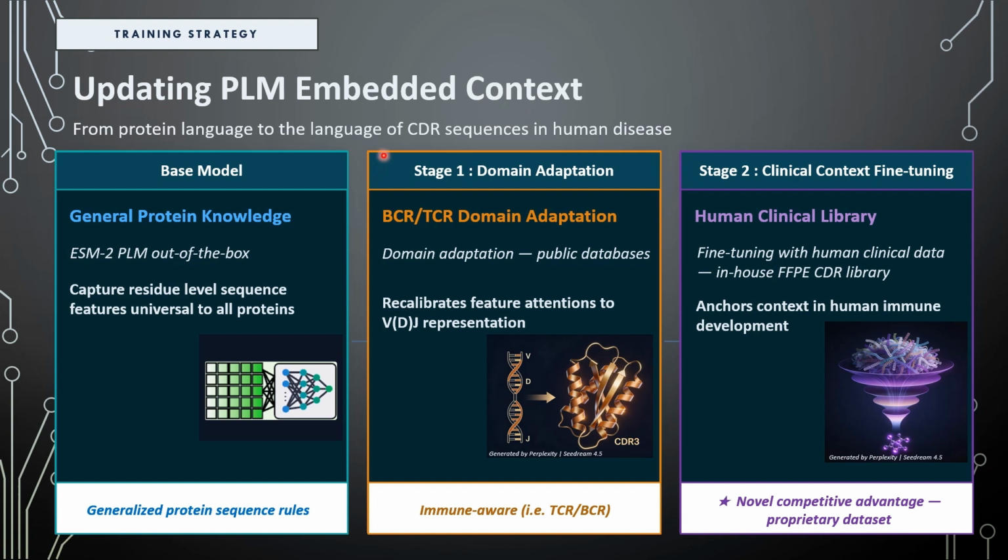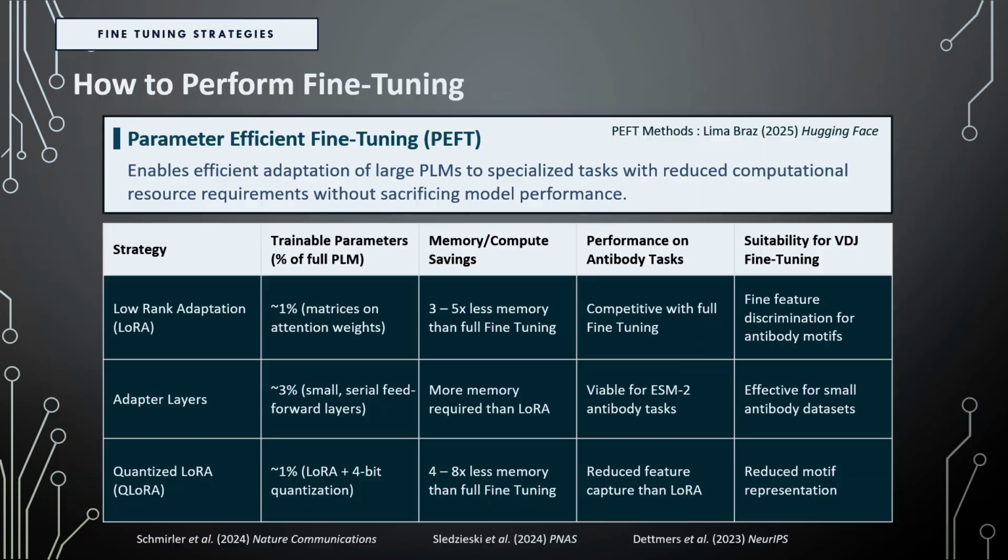And the second stage is to actually apply clinical context fine-tuning, where we use our human clinical library from FFPE sequencing, and this anchors the context of the model in human immune development. So performing fine-tuning can be done either just as continued training, in which you'll just give all of these sequences and update all of the parameters, but this is very computationally expensive.